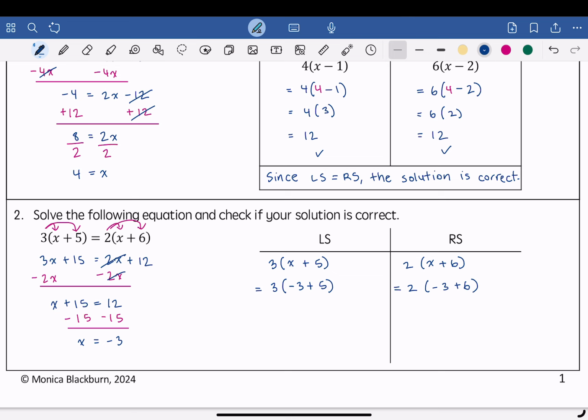Now I'm going to simplify both expressions. First, you have to do what's in the parentheses. So negative 3 plus 5 is 2, and 3 times 2 is 6. And then simplify the expression on the right side. Negative 3 plus 6 is 3. 2 times 3 is 6. The left side equals the right side. Therefore, the solution is correct.